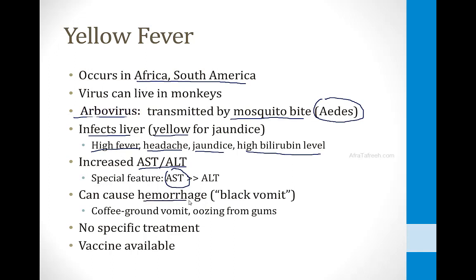It can lead to hemorrhage, especially of the GI tract. Patients with yellow fever classically have black vomit. This is coffee ground vomit with blood in it. They can also have oozing from their gums. There's no specific treatment for it, and it has a very high mortality rate, and there is a vaccine available to prevent yellow fever, especially in travelers to countries where it's more common.